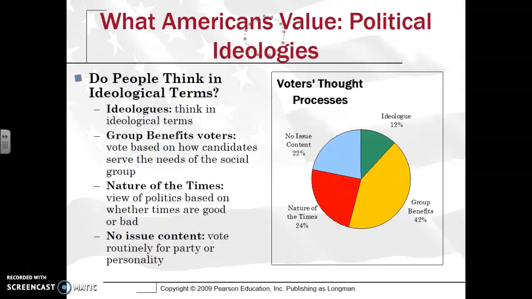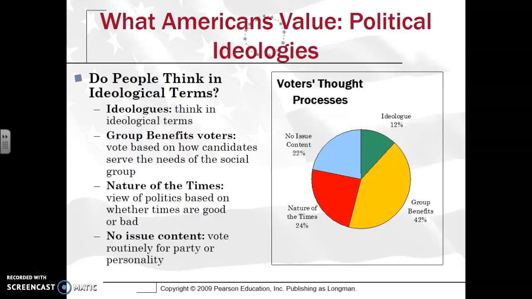You also have nature of the times voters, which make up a large chunk, about 1/4 of American voters, and their view of politics is based on whether times are good or bad. Really, the worst thing that can happen to a politician in office is if the economy tanks. And typically, when the economy tanks, they tend to blame people who are in office, even though the reality is, Republican or Democrat, they typically don't have as much control as we might think or hope over the economy. But nevertheless, people typically keep people in office during good times and vice versa during not so good economic times, if that makes sense.